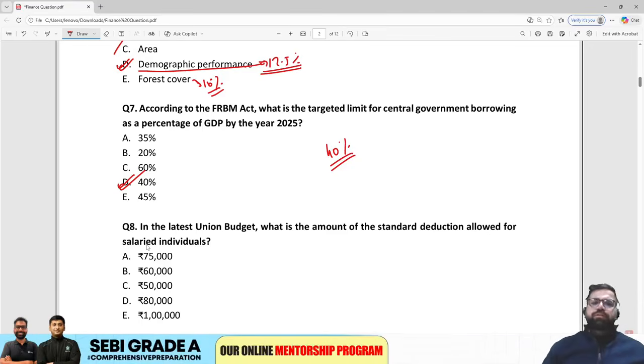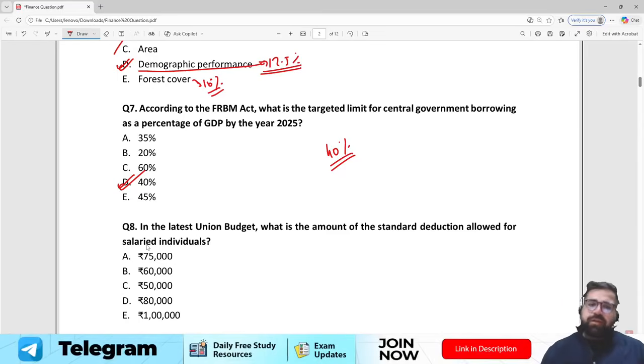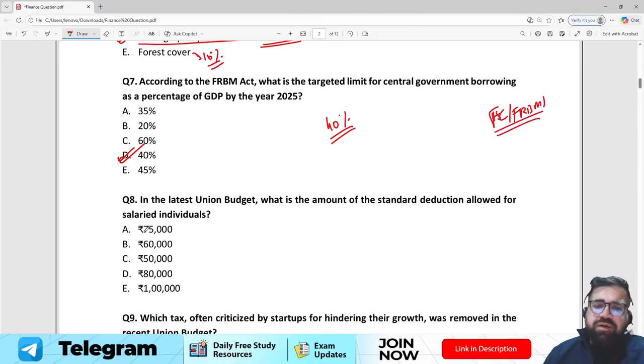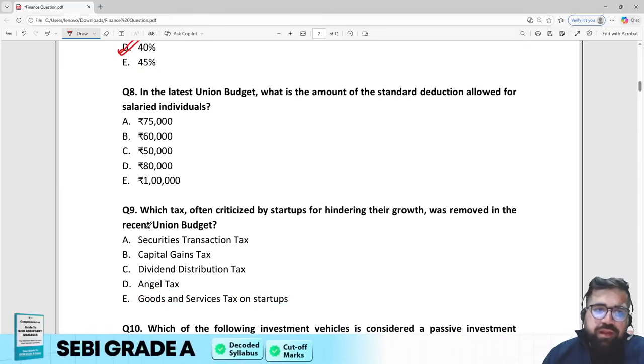Cool. So be ready for some factual questions in the upcoming phase 2, which is scheduled on 21st of Feb. You can definitely expect some questions from Finance Commission, from FRBM, from GST and whatnot. So be ready for those. Try to cover the reports which are given in your, I would say, course also.